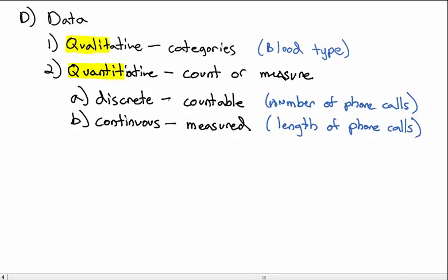So once we collect data, we need to start to display data.